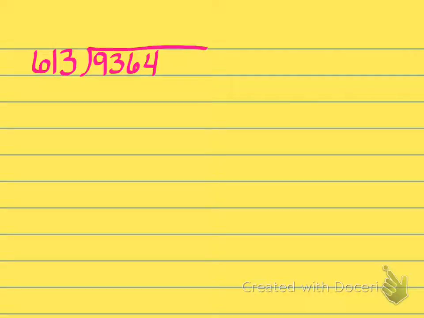Okay, so the first thing I'm going to do is think about how many times 613 goes into 9. It doesn't. How many times does it go into 93? It doesn't. But it does go into 936 only one time. So I'm putting an X over the 9 and the 3. I put my 1 over the 6 because that tells me that 613 goes into 936 one time. I'm going to multiply, and now I'm going to subtract.